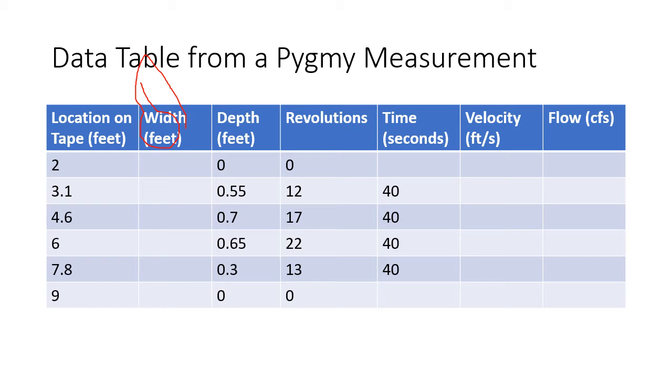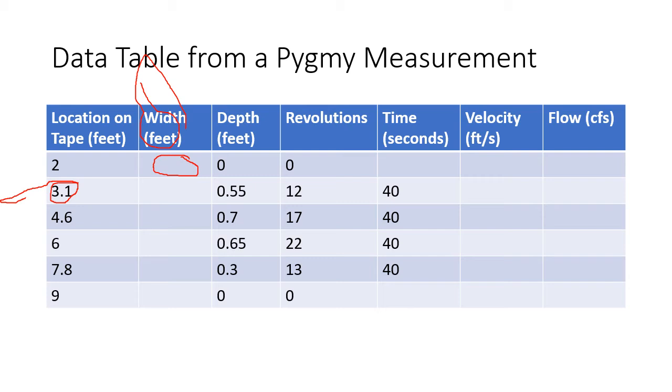But first, we're going to look at this width part. This first station is our edge of water. So we don't actually calculate a width for this one because we have 0 depth, 0 revolutions, which means we have 0 velocity and 0 flow. But what we do use this for is essentially to have the rectangle that represents our velocity measurement that was taken at this station at 3.1 feet. It will go halfway back to 2.